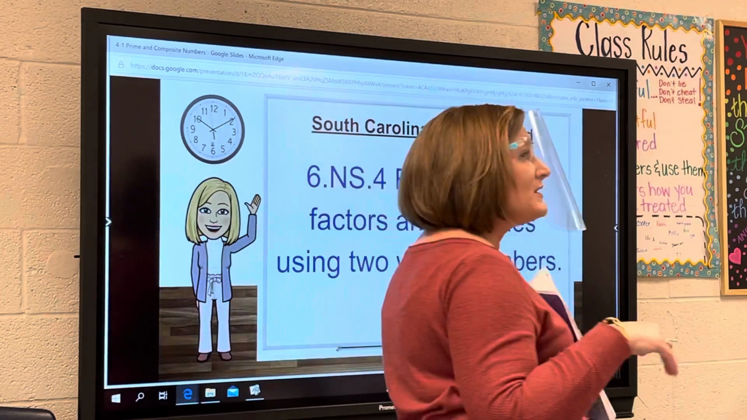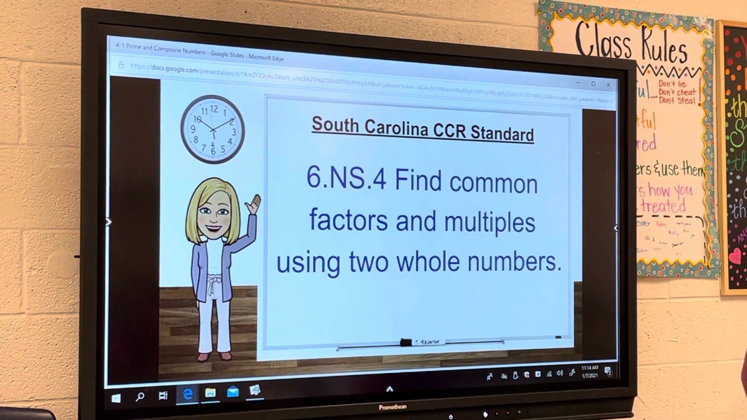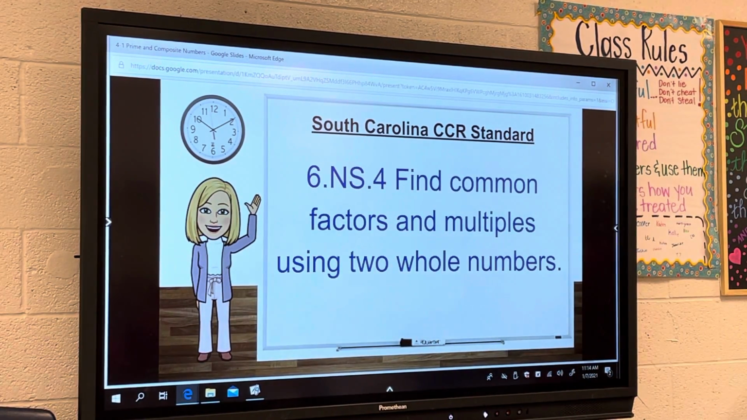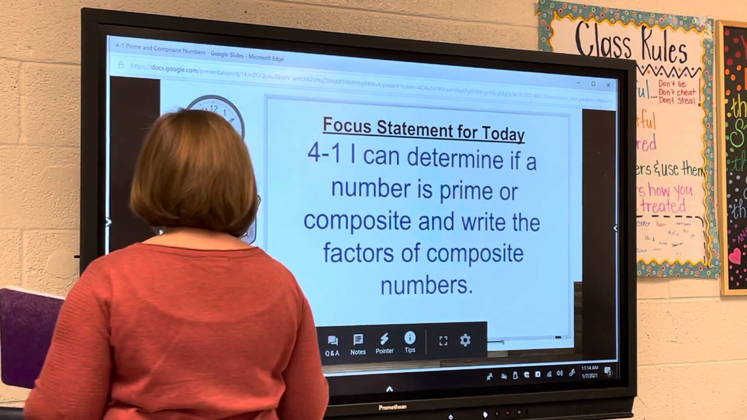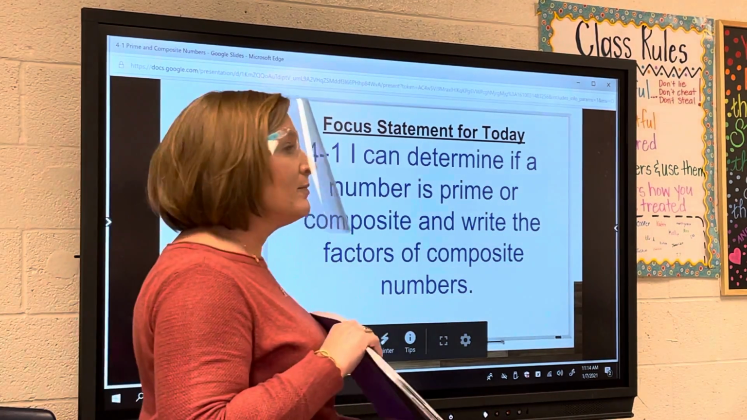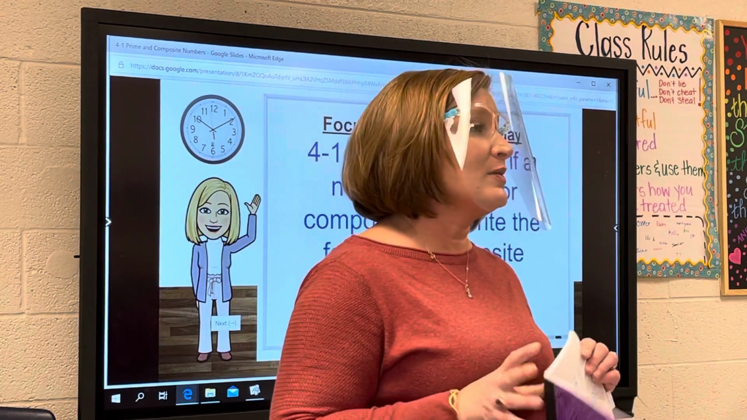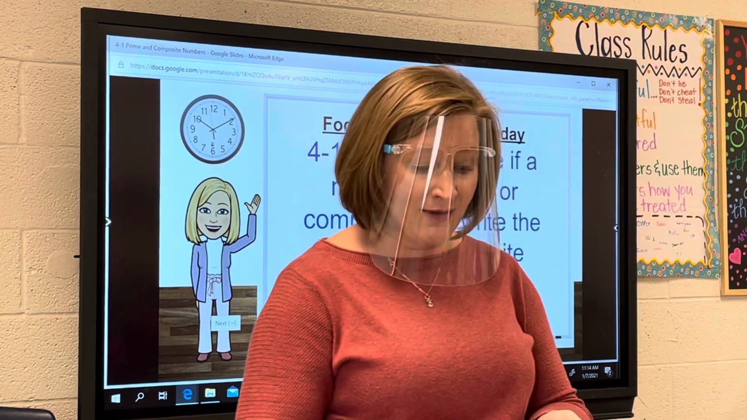Now, today's lesson, we're going to talk about finding common factors, and we're going to talk about the multiples of different numbers. I do not want you to write this at the top of the page, because I have done that for you.